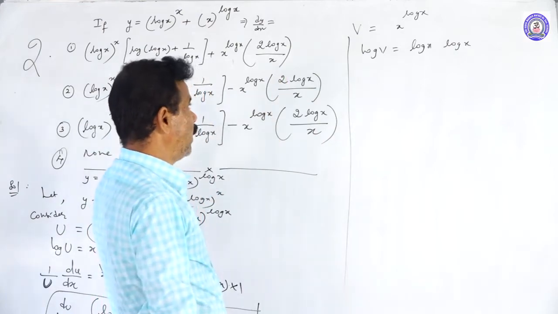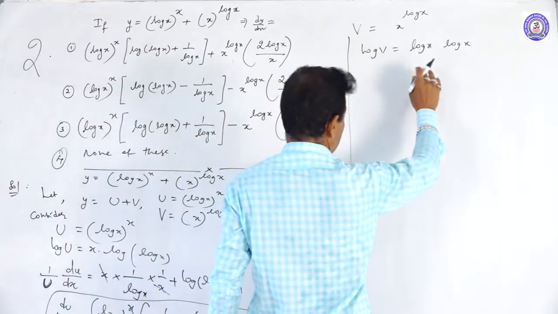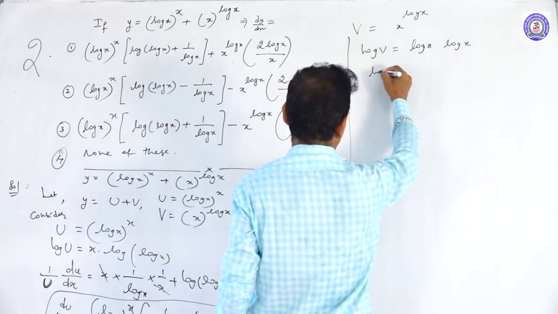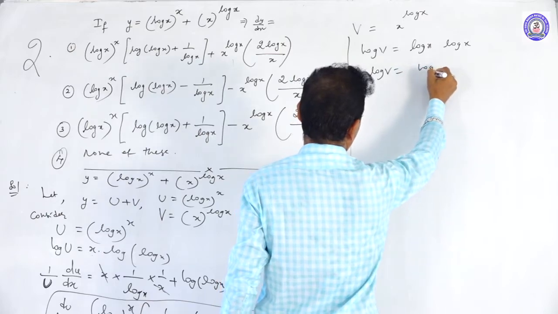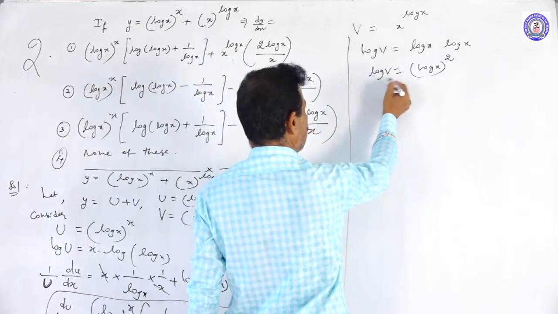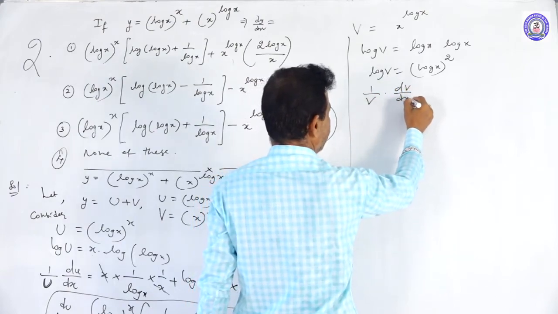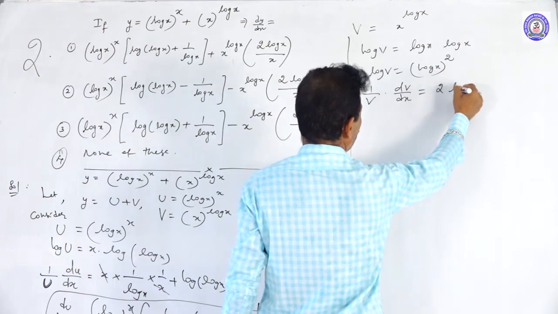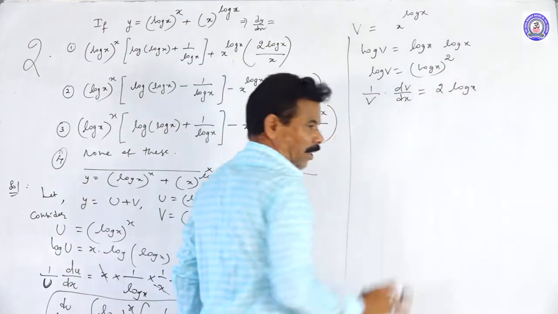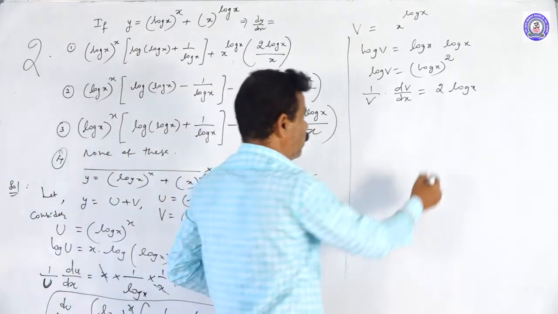First log x in front, again log x coming. So this is 2 log x, whole square. Log v is equal to (log x) whole square. Now differentiation: log v differentiation is 1 by v, v differentiation dv by dx. 2 log x, x square type 2x. After that, log x differentiation is 1 by x.